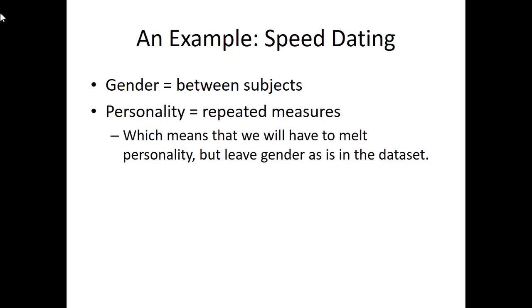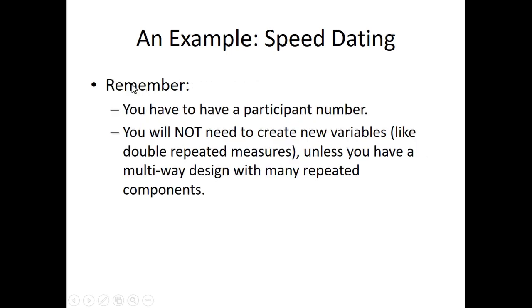So this, in theory, could be a double repeated if we were rating both genders. But the gender is of the person doing the rating, personality is of the person being rated. So we're going to have our participant number, but I don't have to create a new variable in this case. Since I only have one repeated measures variable that I'm going to melt, I don't have to make a new column. The only time that you have to do that weird column thing we did last week is if you have double repeated measures. So if we had a three-way ANOVA that had two repeated components and a between subjects, then we would have to do that, separating the IVs thing.